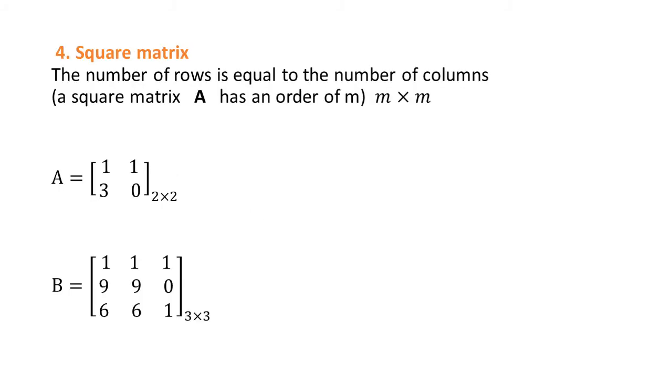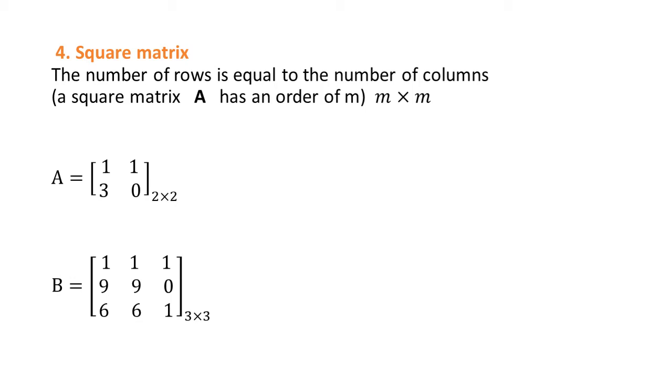So the fourth one is the square matrix. What is a square matrix? The number of rows is equal to the number of columns. A square matrix A has an order of m cross m. If the number of rows and the number of columns are the same for the matrix, it is called a square matrix.